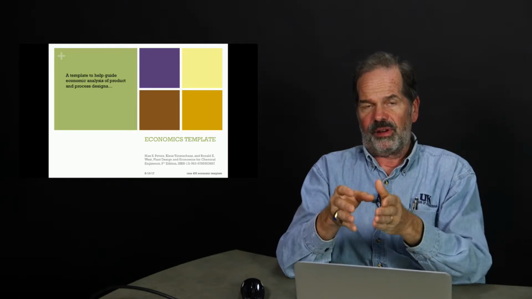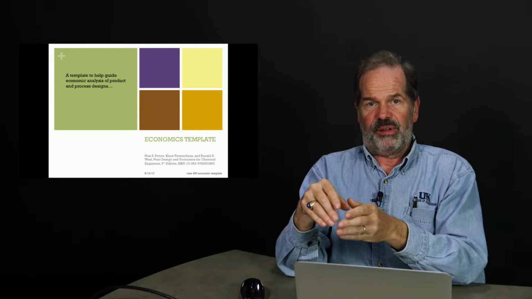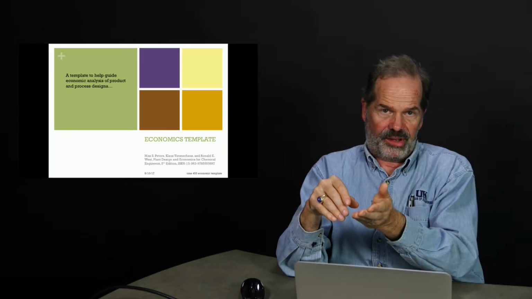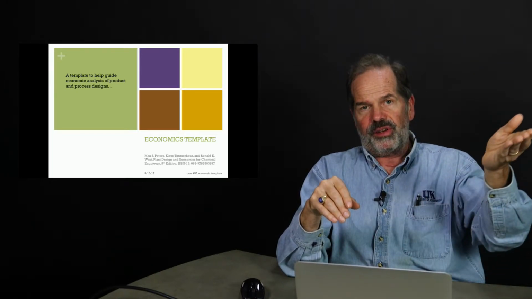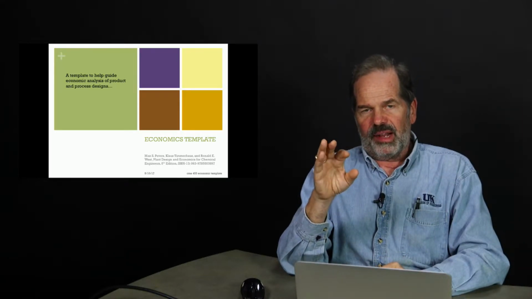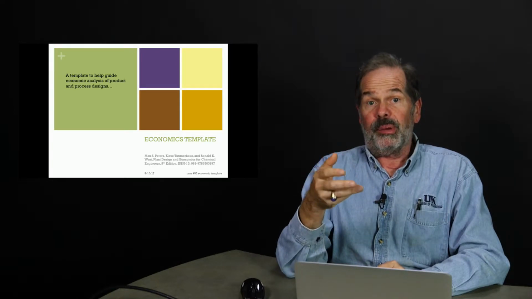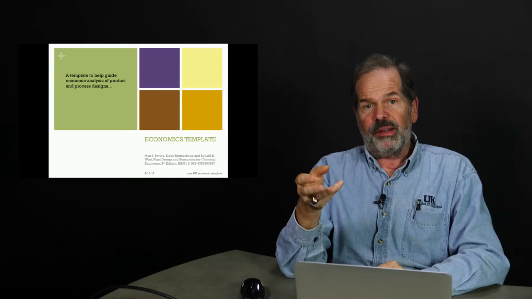If you have very low reflux ratio, you need a very tall column. If you have a high reflux ratio, then your utilities start to go up in terms of cost. And so we want to be able to find an optimal place to operate the column. We're going to do that by applying an economics template.